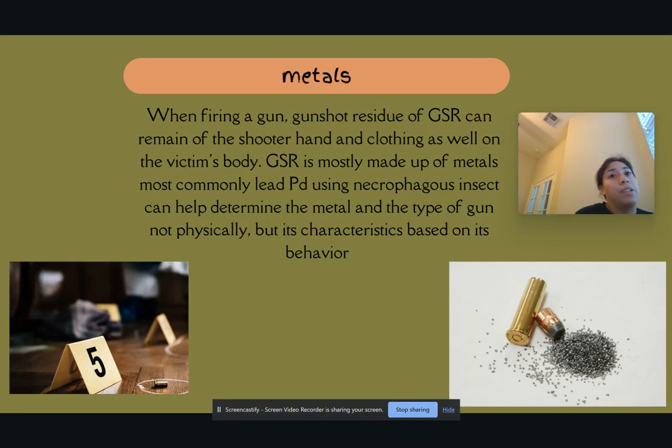When firing a gun, gunshot residue or GSR can remain on the shooter's hand, clothes, or on the victim's body. GSR is mostly made of metals, most commonly lead. Using necrophagous insects can help determine the metal and the type of gun, not physically but by its characteristics.